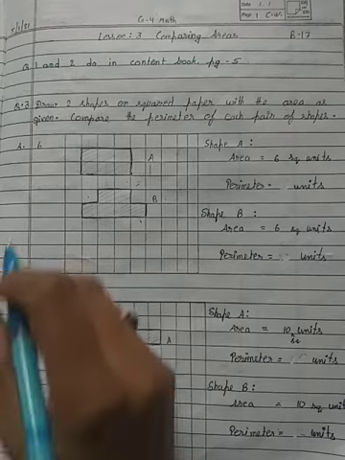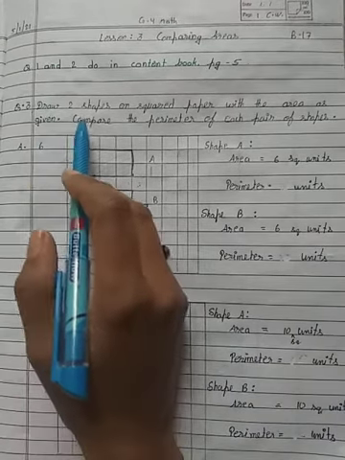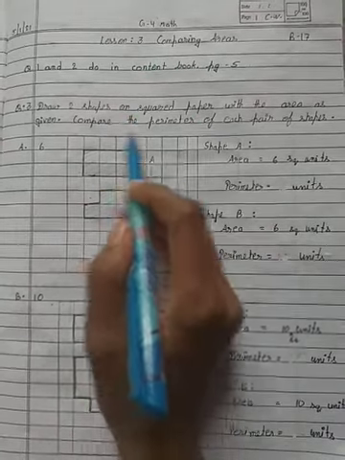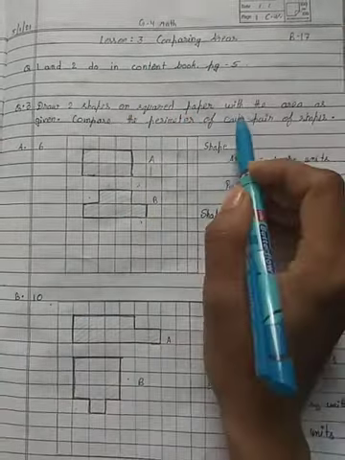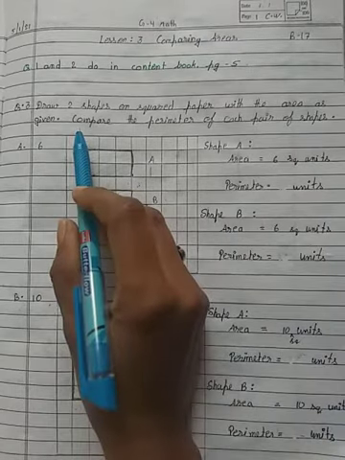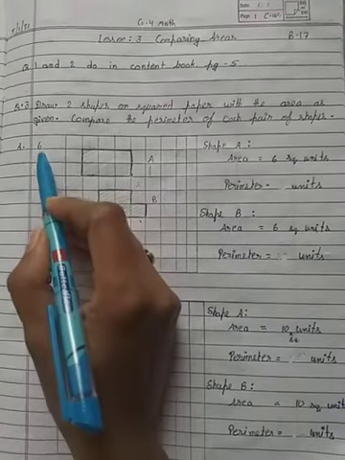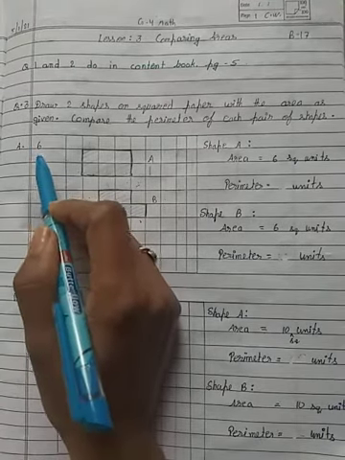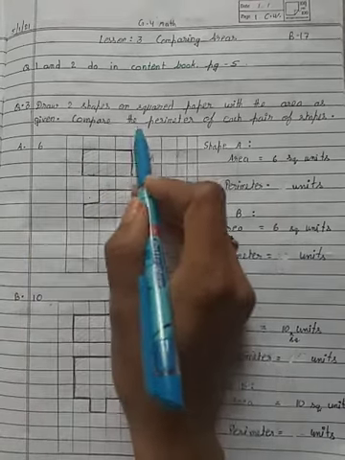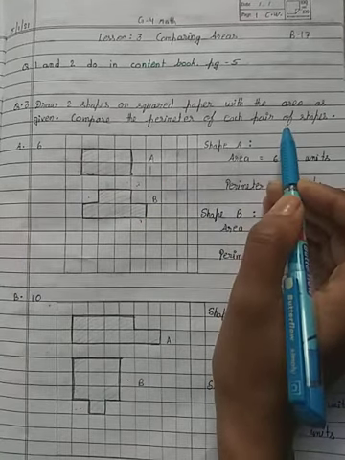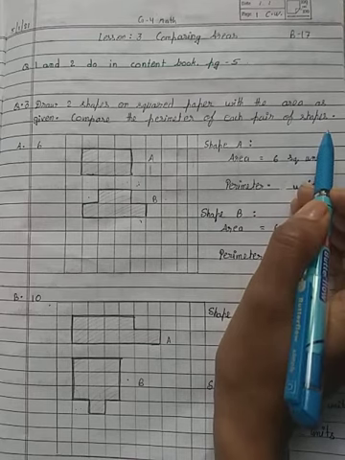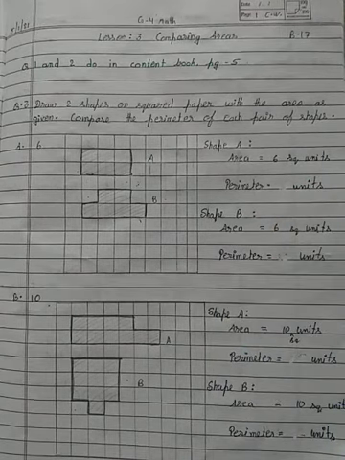Question number 1 and 2 we will solve in our content book, page number 5. Question number 3: draw two shapes on squared paper like this. We have some areas given in these questions and we have to draw two shapes of each area. Compare the perimeter of each pair of shapes and then we will compare our perimeter also.